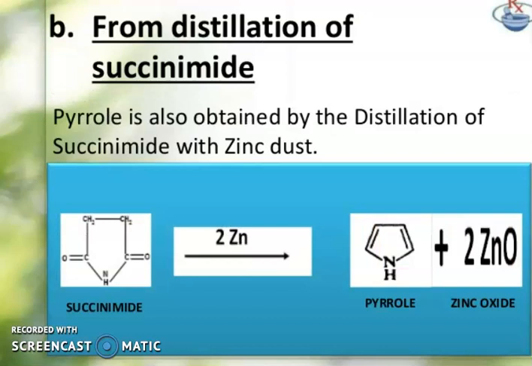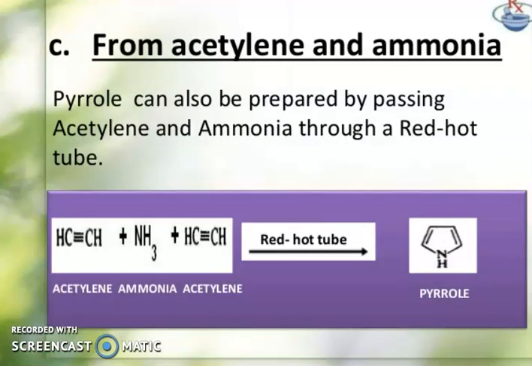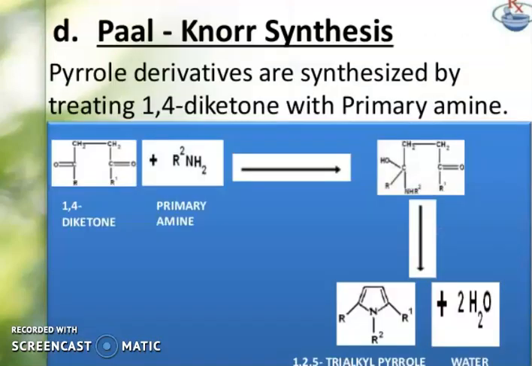From distillation of succinimide, pyrrole is also obtained by distillation of succinimide with zinc dust. You can see the reaction. Succinimide gives pyrrole and zinc oxide as a side product in the presence of zinc. Now from acetylene and ammonia, pyrrole can also be prepared by passing acetylene and ammonia through a red hot tube. Two molecules of acetylene with ammonia undergo reaction in the red hot tube to give pyrrole.